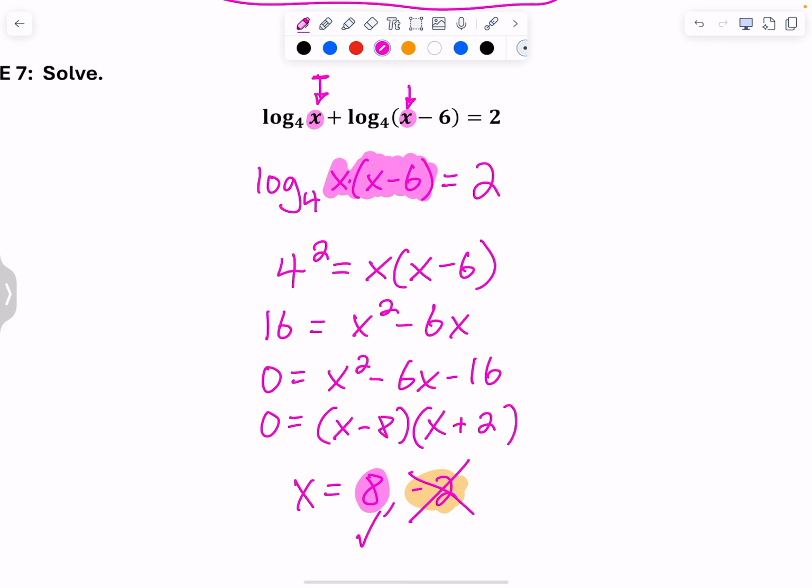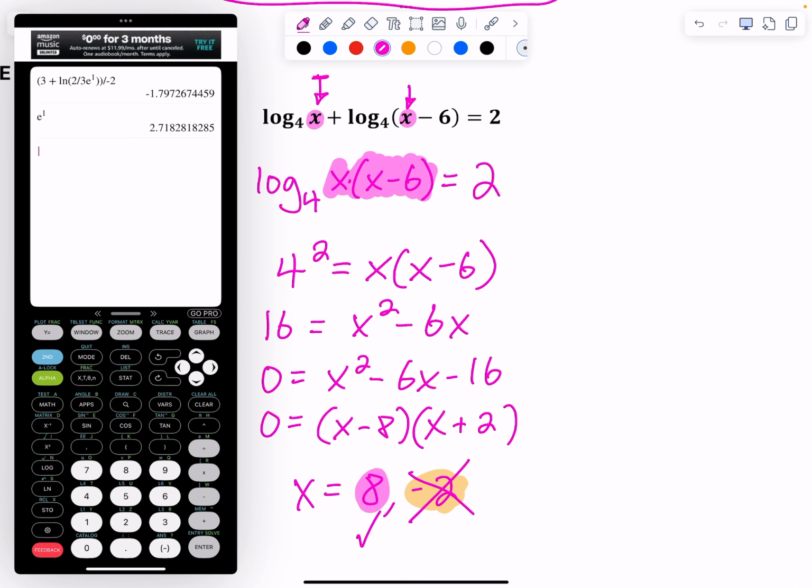If you try to do, I'm going to show you. If we do the change of base, I could do log of negative 2 divided by log of 4. That's what that would be, right? And it's just going to say non-real answer or error. I don't know what yours will say. But if you're checking, you'll figure it out, right? You'll run into the wrong answer.